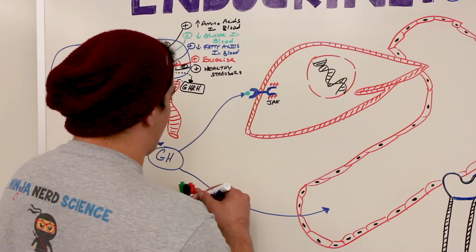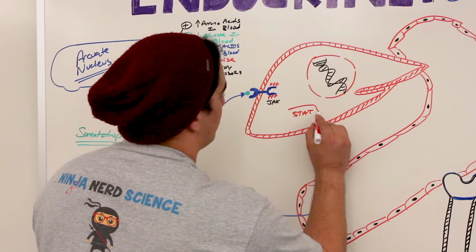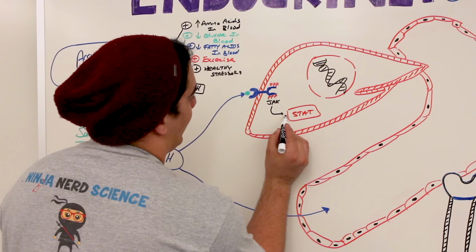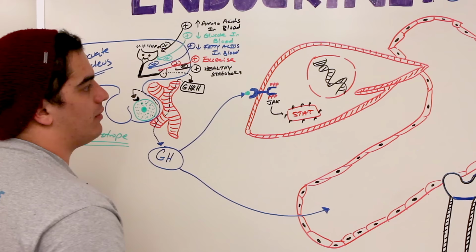So here we got JAK. This JAK is activated. And what does JAK do? So let's see here, we kind of show this as STAT. JAK comes over here as a Janus kinase, and he can add phosphates onto STAT. What does STAT stand for? It stands for Signal Transducer and Activator of Transcription. So what do you think he's going to do?